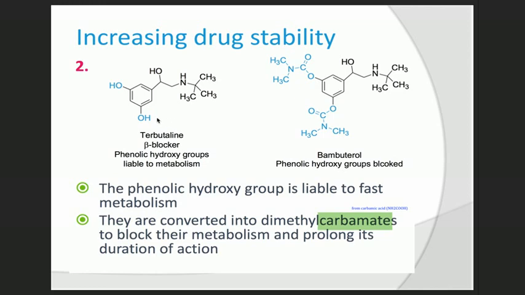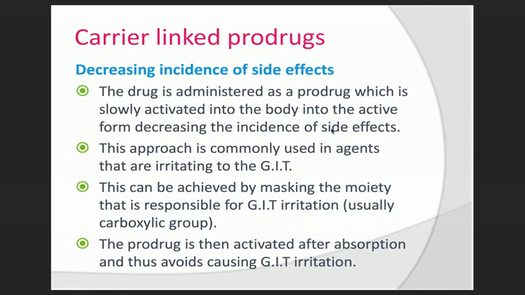Here, for example, we want to increase the drug stability, and we have those labile groups. So we add some amides because the amides are metabolized, but they are not metabolized that fast. Okay. So these are all the tricks.